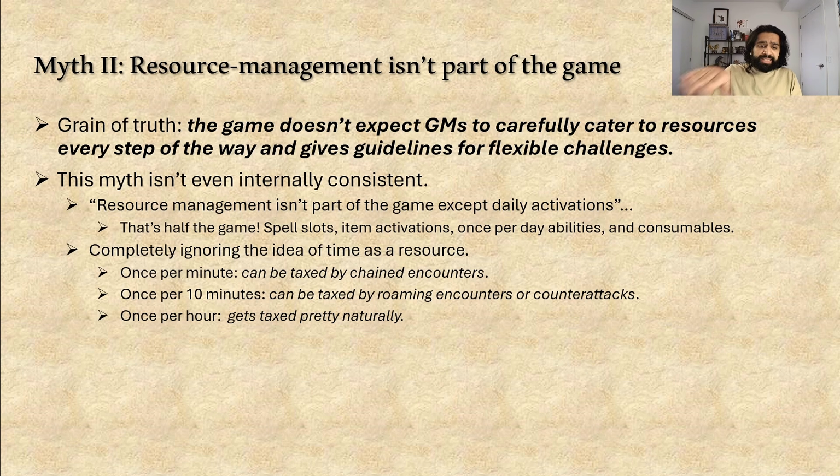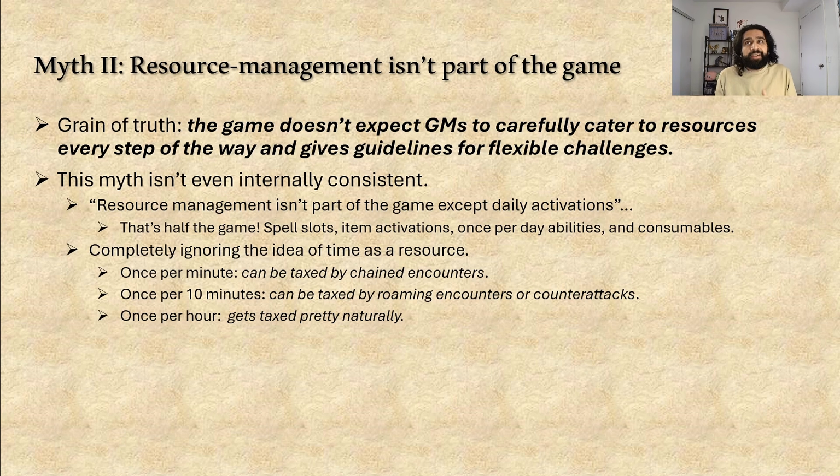And notably, anything that's lower on the list can also be taxed by anything above it. So once per 10 minutes can also be taxed by chained encounters. Once per hour abilities can be taxed by anything that taxes both a once per minute ability or a once per 10 minutes ability. So there's just a lot of different time pressures that tax various ability activations.